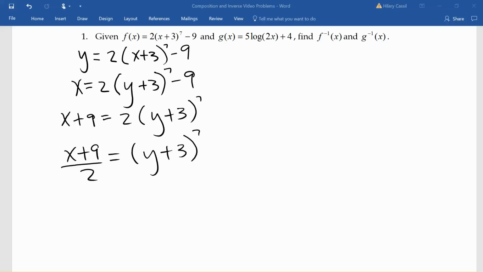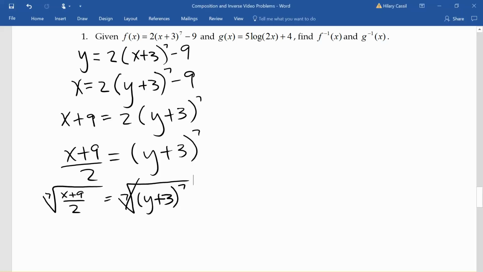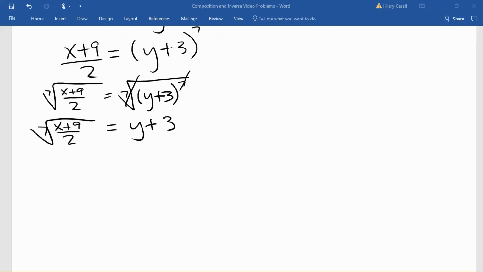And now we want to think about what is going to undo a power of 7. So that is going to be the 7th root. So we're going to take the 7th root of both sides, or if you want to think about it as taking both sides to the 1/7 power, that also works. And again, the point of that is that the 7th root and the 7th power are going to cancel, just leaving us with y plus 3 on the right. Our last step will be to subtract 3 and rewrite it in inverse notation.